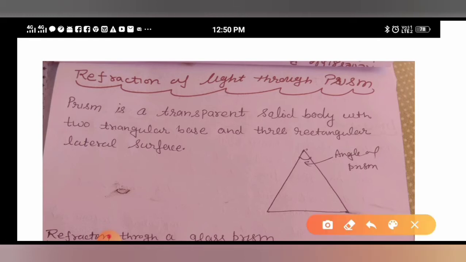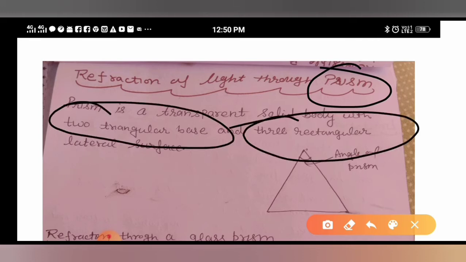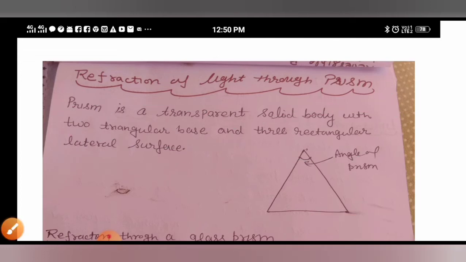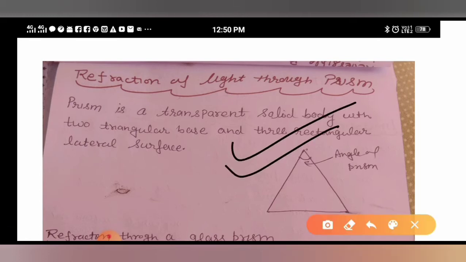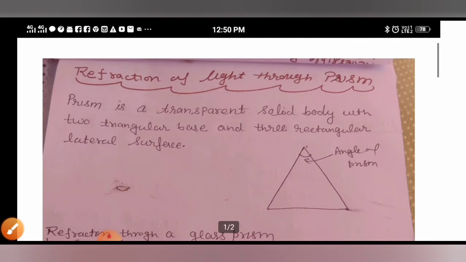Okay, and what is a prism? Dear students, a prism is a transparent solid body. I hope you know what transparent bodies are; transparent and opaque you have studied in lower standards also. So a prism is a transparent body and it has two triangular bases and three rectangular lateral surfaces. It is a 3D figure, and 3D images you can't show on pages, so on a page you can simply draw it like a triangle. This is your prism and this angle is known as the angle of prism.